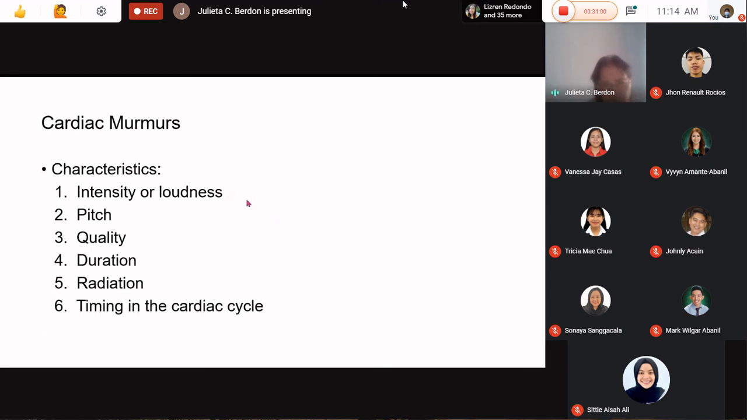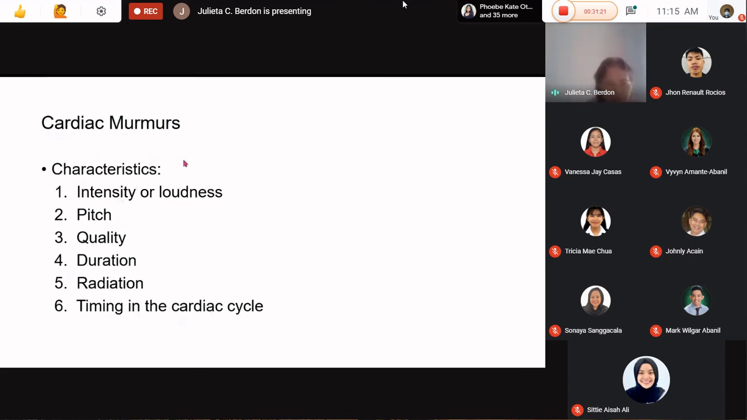And then the pitch: you describe whether it is high pitch or low pitch. Usually what you use for this is your diaphragm, the diaphragm or the bell of your stethoscope. This is best heard using your diaphragm.